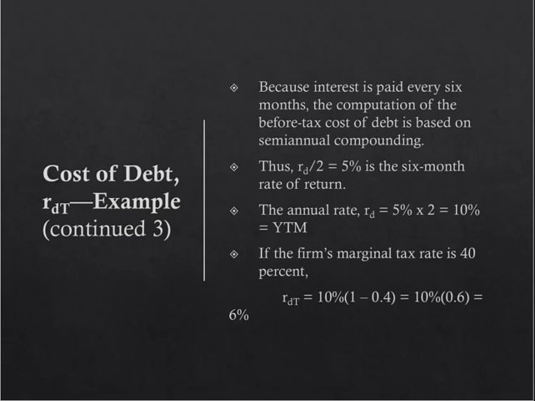So the after-tax cost of capital for debt is 6%. The yield to maturity from the investor's perspective is 10%.